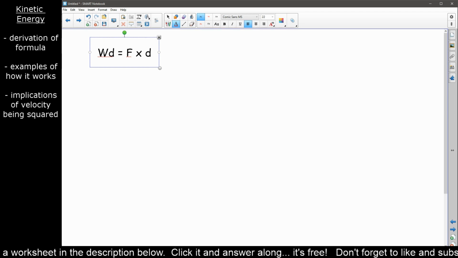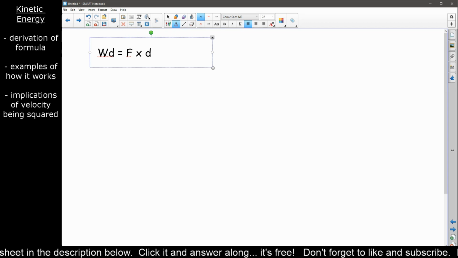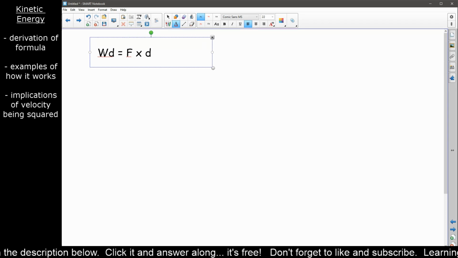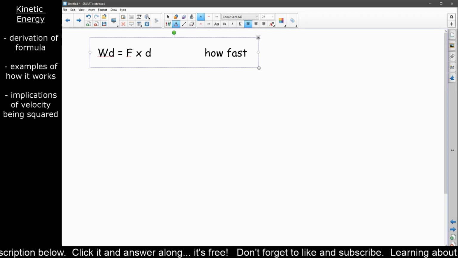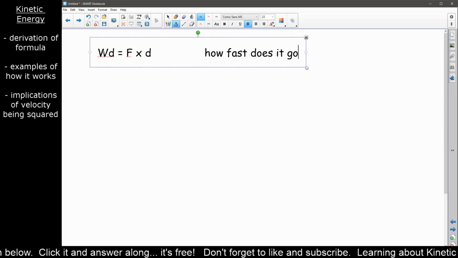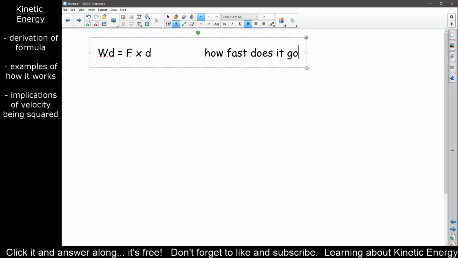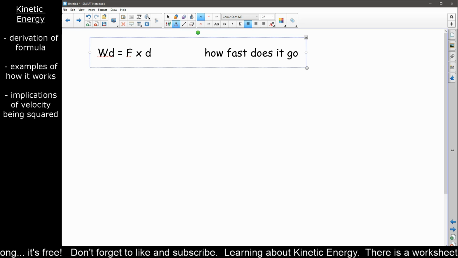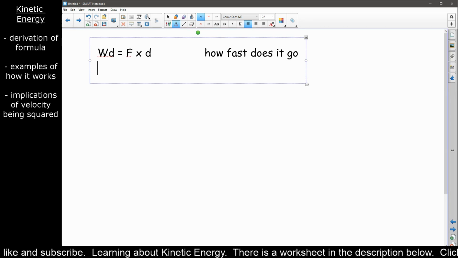If I'm firing a catapult at something, all I really want to know is how fast does it go. If I increase the energy, I don't want to know how much more force I get. I don't want to know how much more distance. Well, I might want to know how much more distance I get, but I definitely want to know, does it get faster?